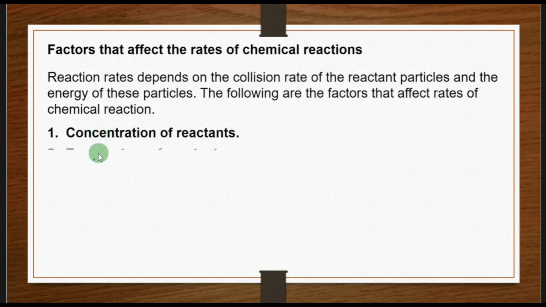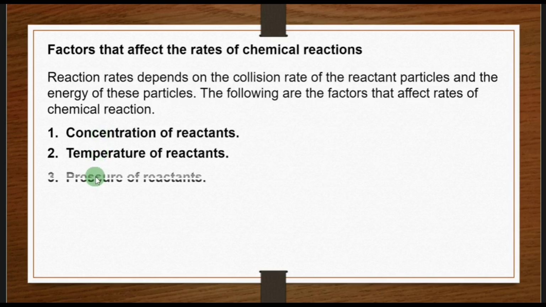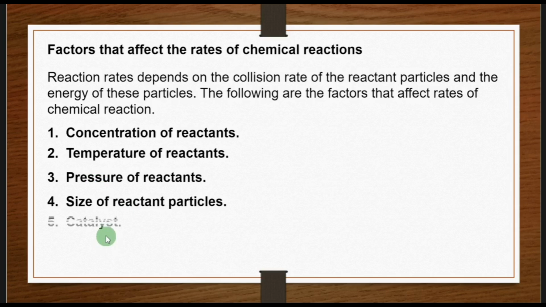Number 1, concentration of reactants. Number 2, temperature of reactants. Number 3, pressure of reactants. Number 4, size of reactant particles. Number 5, catalyst. Then we also have light intensity. So these six are the factors that affect the rate of chemical reaction.